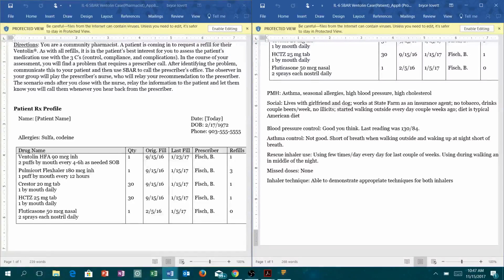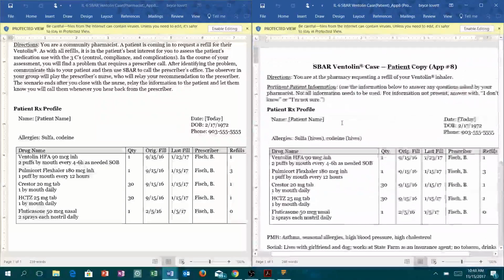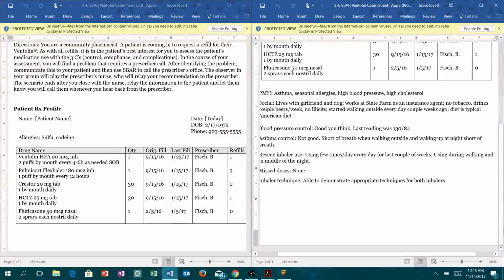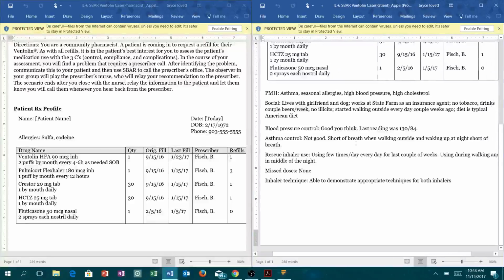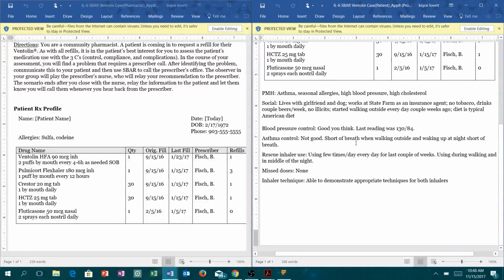I'll be the pharmacist. I'm trying to figure out what the problem is. You're not taking it accordingly. Is it the Flexihaler? I'll just tell y'all, I'm not taking it too many times, instead I'm having to take my rescue inhaler a few times a day, every day for the last couple of weeks. So I'm not controlled at all, basically.